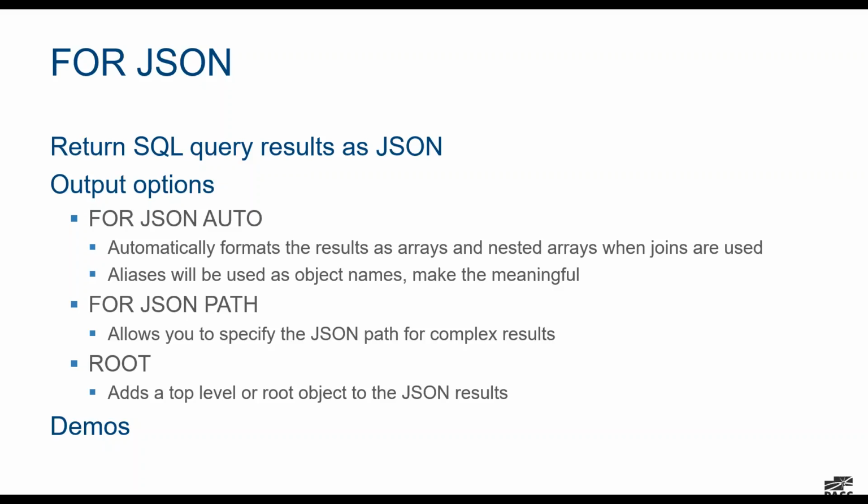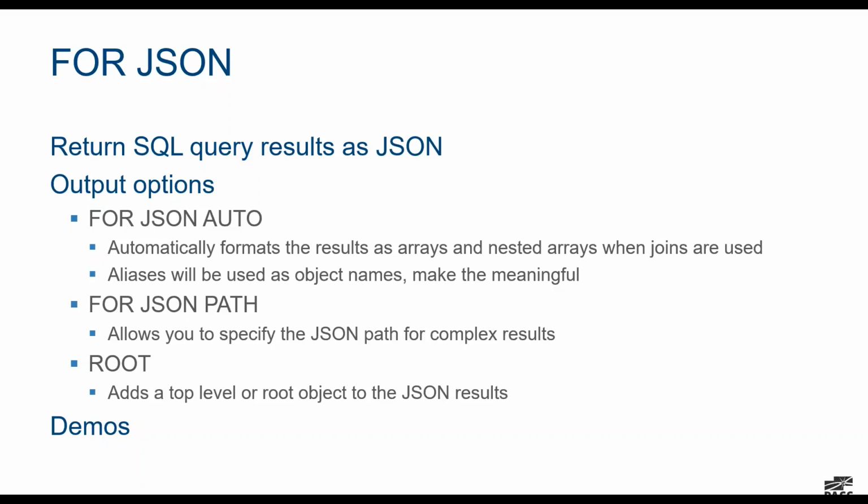But our output options are, for JSON AUTO, it just sets the formats as arrays and nested arrays when joins are used. It aliases our object names. You want to use aliases because it makes it meaningful. If you don't alias properly, this gets really weird. It doesn't help you much.